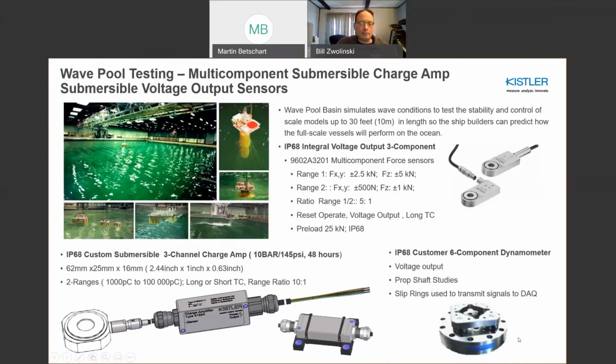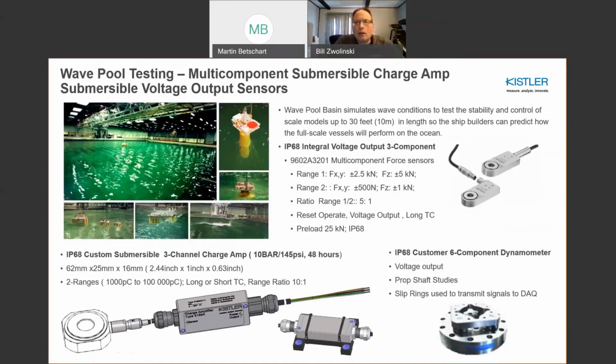Then another custom solution is a dynamometer that's actually optimized for prop shaft studies. And here you would have a rotating dynamometer where you would have voltage output. You would have the ability to change ranges, much like you see here. And obviously the end user would route the cables along the prop shaft and eventually bring those to slip rings into a data acquisition system. So many ways to use force solutions. You can go where the charge amplifier is out of the water, or you can go with the charge amplifiers in the water and be able to accommodate a multitude of scenarios.